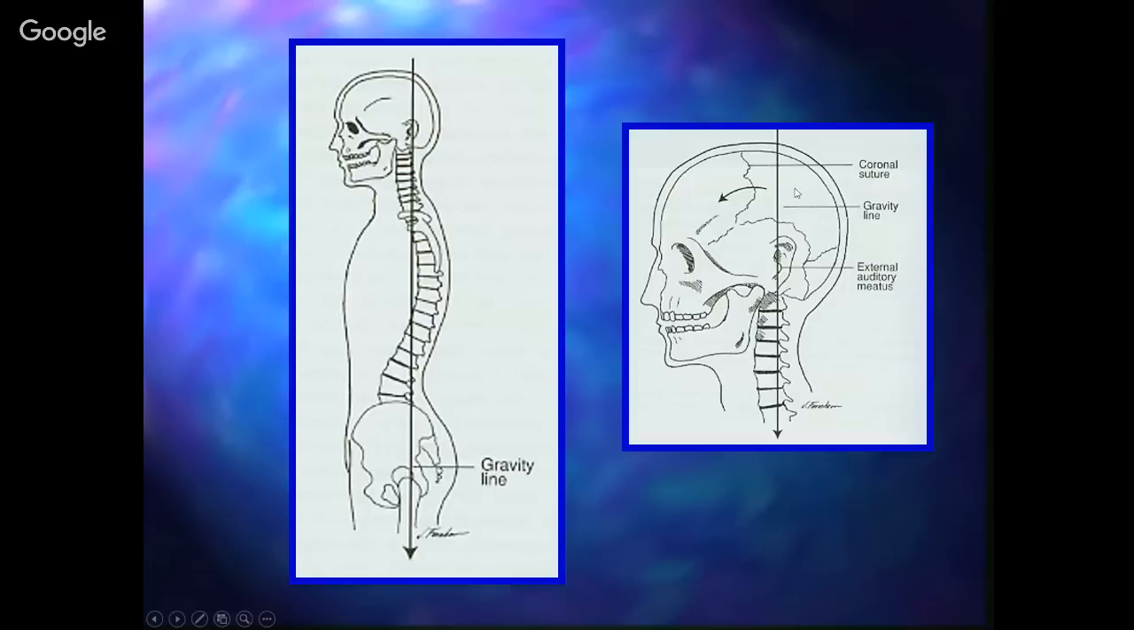You can see that a little better here in the upper cervical. If we look at the head, the line of gravity should fall through arguably the external auditory meatus or the tragus of the ear, which is right here. Some would say more formally it goes through the tragus of the ear, this cartilaginous projection, more than the external auditory meatus.